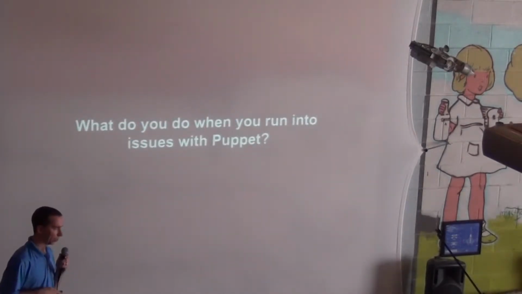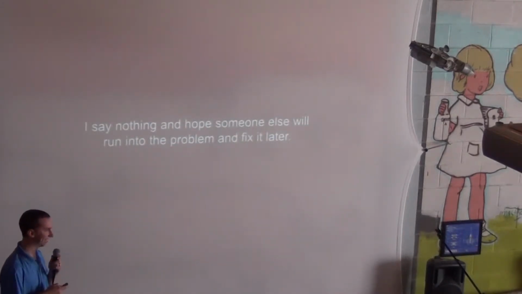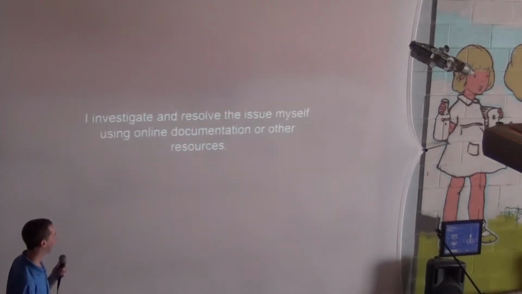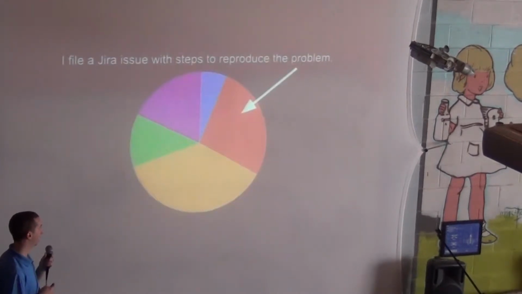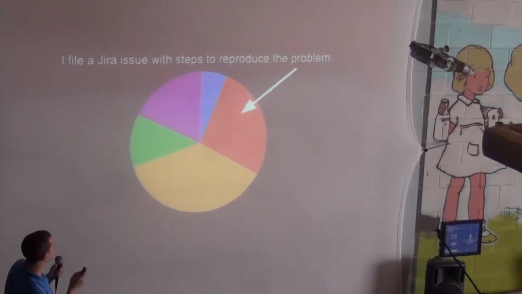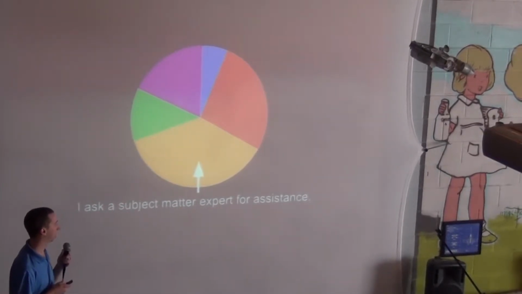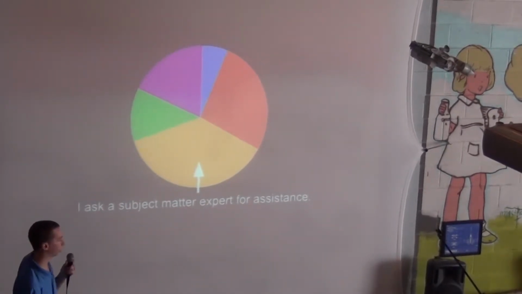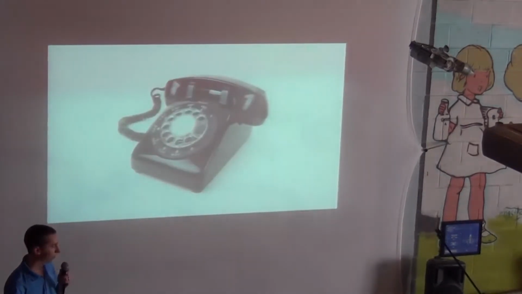So the other question we asked was, what do you do when you run into issues with Puppet? Here's the worst answer that we didn't want to see. And here's the best one, albeit I think we would like to see this much better than it is now. But the worst one was a valid Jira issue with steps to reproduce the problem, which was kind of the lowest end we saw. And then this, I asked a subject matter expert for assistance, was the other section. Those were like two or three of the worst answers that they could have provided, because those two answers bring a lot of people coming over to our area every 15 minutes.